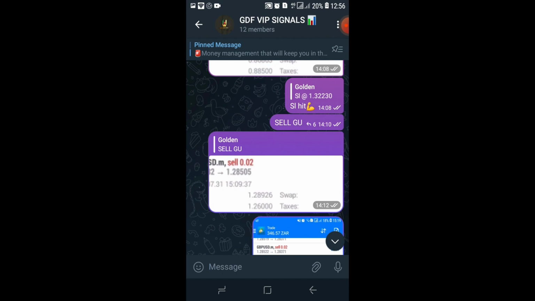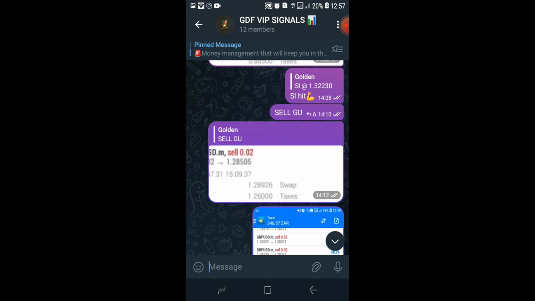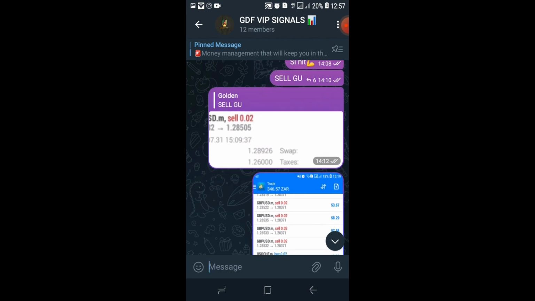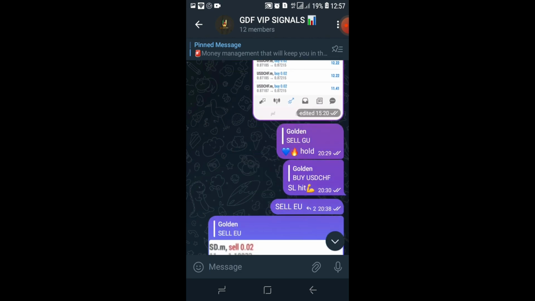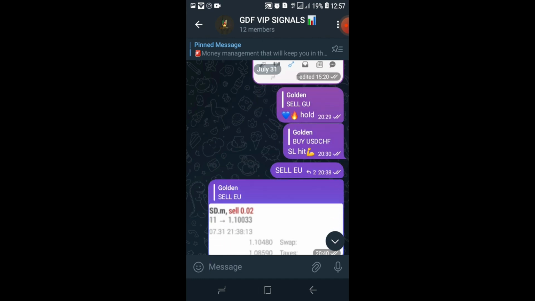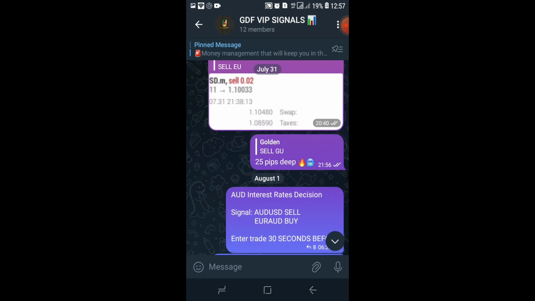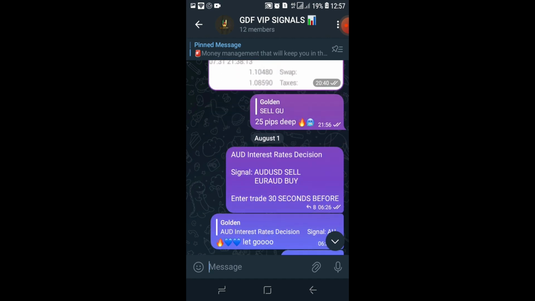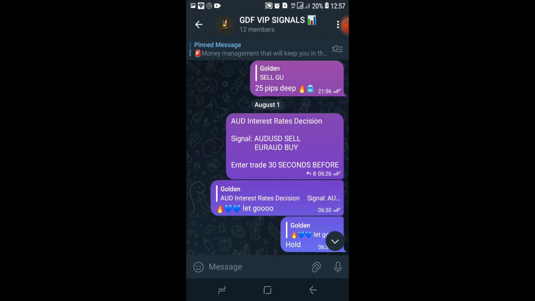Then around New York session, we also took that sell on GU, as we were patiently waiting for the proper price action. This was the situation going on, and then USD CHF took us out. We held GU for about 180 pips, and we also took a short on EU, and we banked about 50 pips on EU. Then this was the interest rates, and I'm going to break it down on the charts as well, as to how we got to having those signals for the AUD rate.